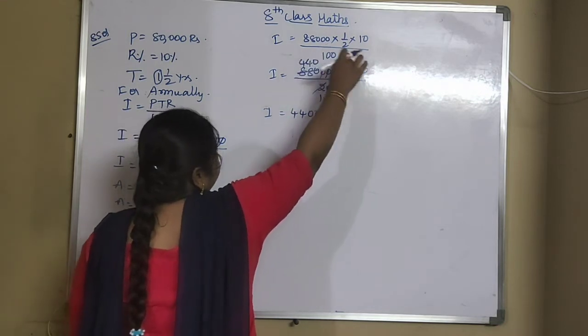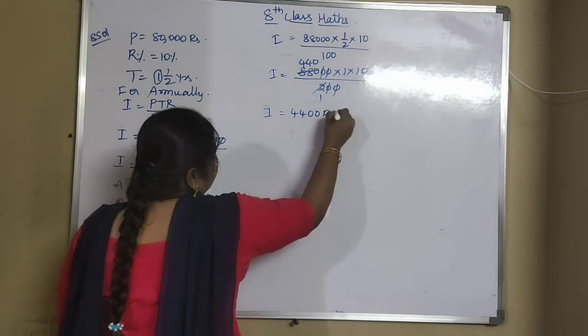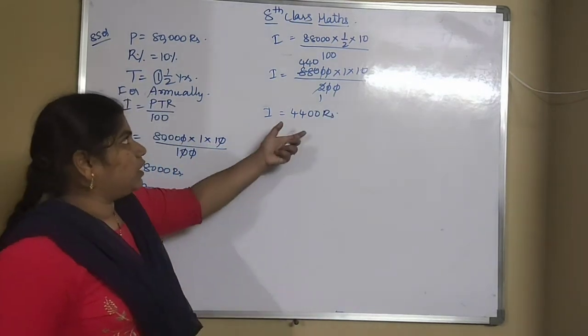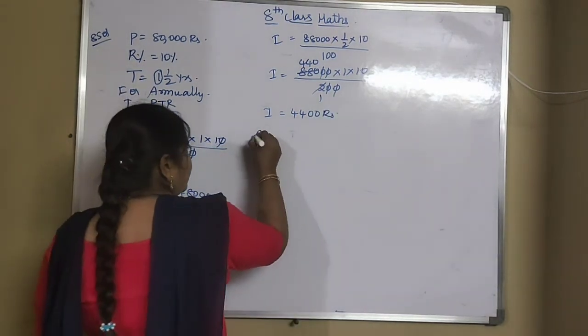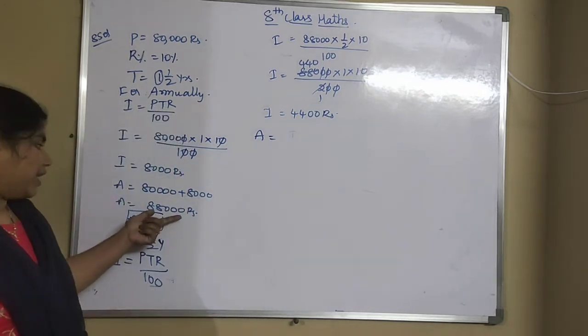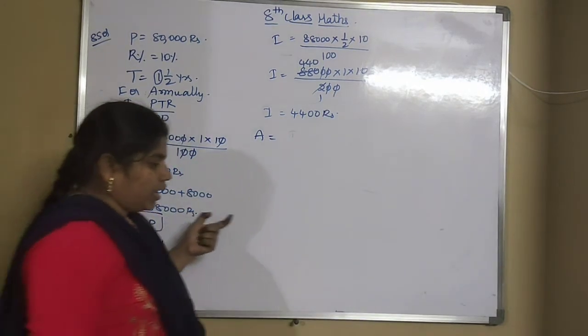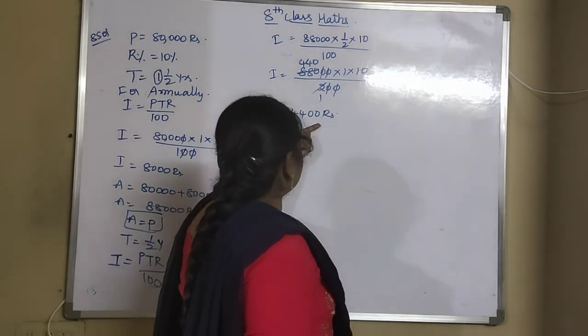4,400. So 440 into 10 will be 4,400 rupees. This is for 3 months. Now total amount will be how much? Here you got 88,000 and here you got 4,400.